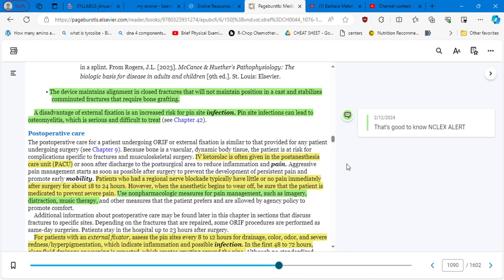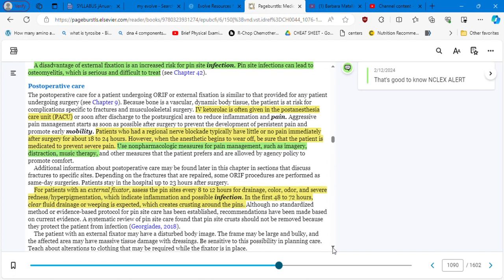that require bone grafting. A disadvantage of external fixation, that's good to know, NCLEX alert, is an increased risk for pin site infection. Pin site infections can lead to osteomyelitis, which is serious and difficult to treat. Sometimes osteomyelitis, which is difficult to treat, can end up in amputation. Okay, be careful with that.